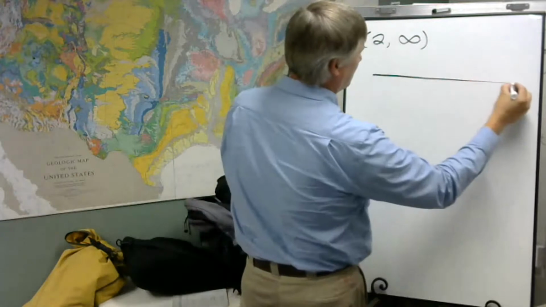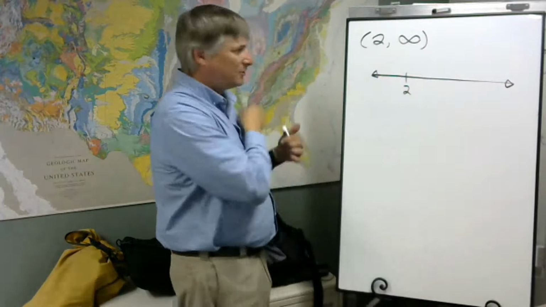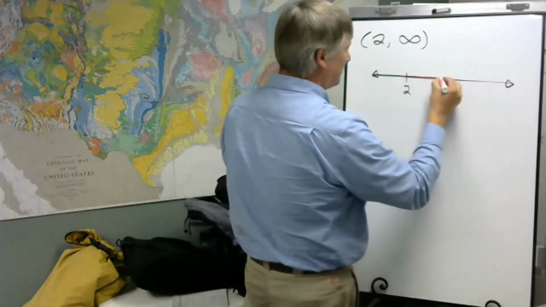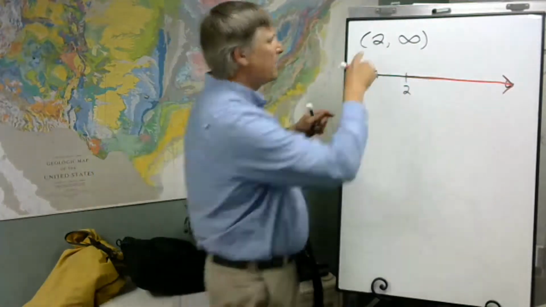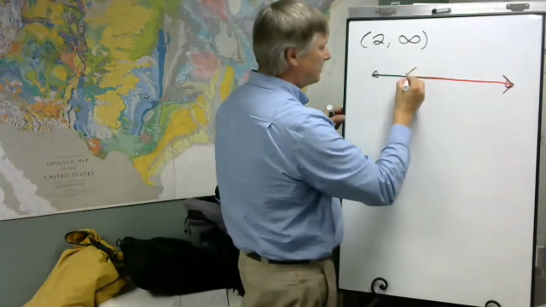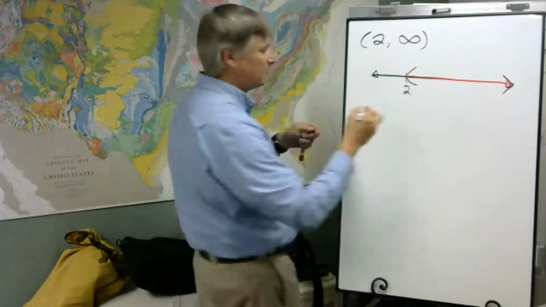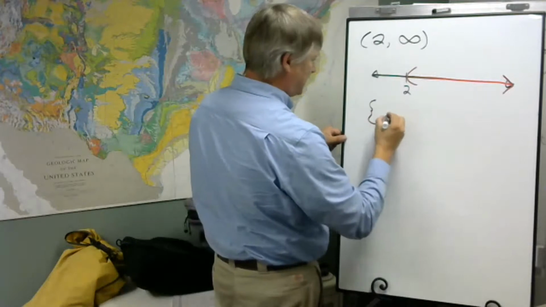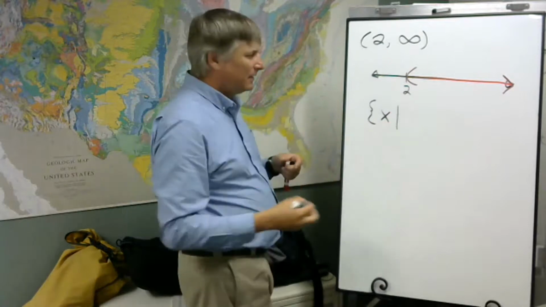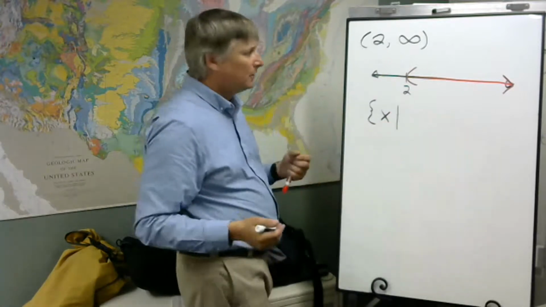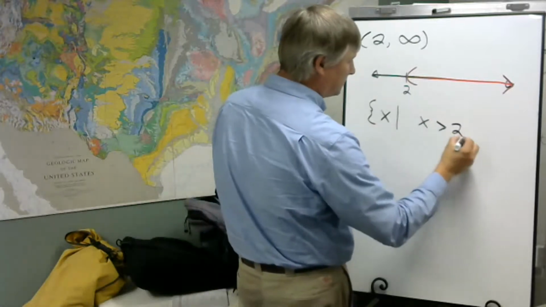So what you'll get, here's number 2. And so we want all the numbers really just bigger than 2 and just keep going on and on and on. And then we're not going to include 2. We're going to leave 2 out. So we're going to get something like this. Now in roster notation, what this looks like, it's all real numbers x such that, and again, that bar just means such that. And now we describe what x is. Well, x will be some number greater than 2.